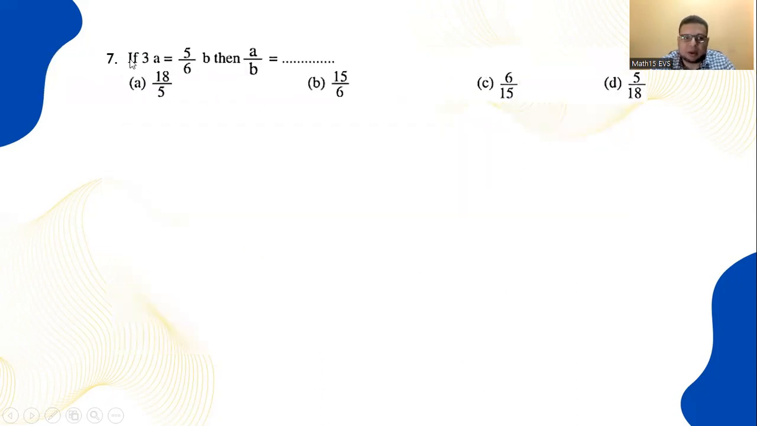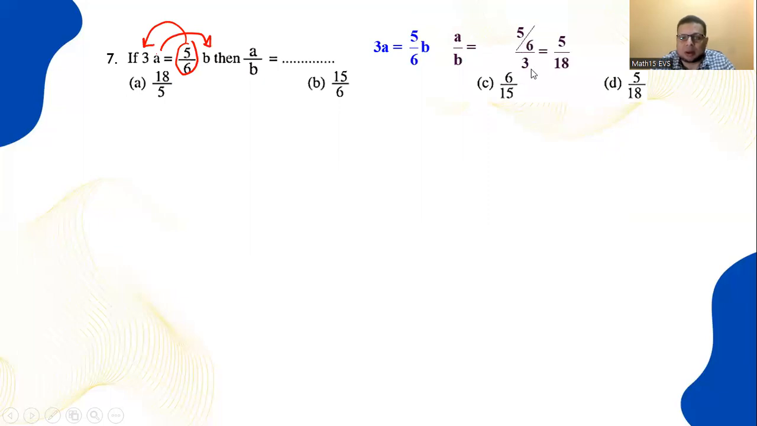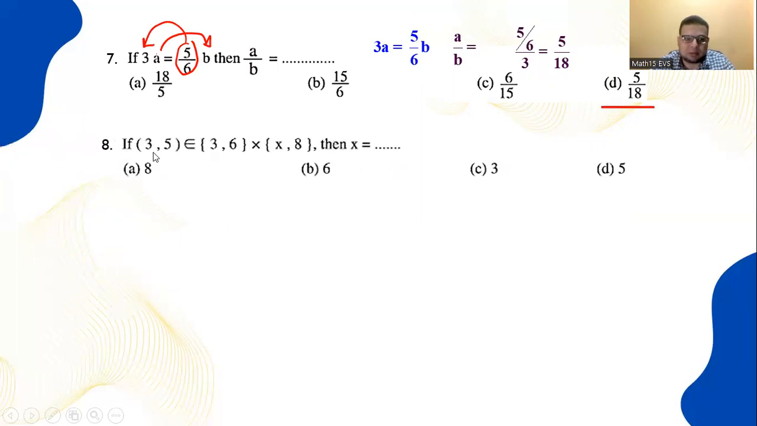Number 7. 3a equals 5 over 6b. Then a over b equals what? I need a over b. So you will take the fraction 5 over 6 and divide. A over b equals 5 over 6 divided by 3. Okay? A over b equals 5 over 6 divided by 3. You'll get 5 over 18. You'll choose B.